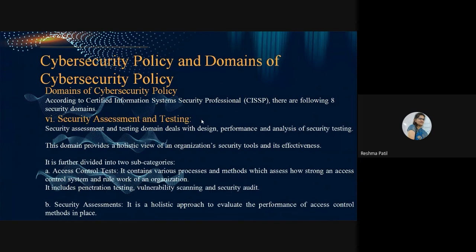Security assessment and testing, already we have installed each and everything which is required for the organization, but we have to check whether that tool is helpful for the organization or not. We will assess that tool, we will assess the security which is provided for the organization, whether it is working properly or not. So on the basis of that, you will find some vulnerabilities, so you will try to patch that.